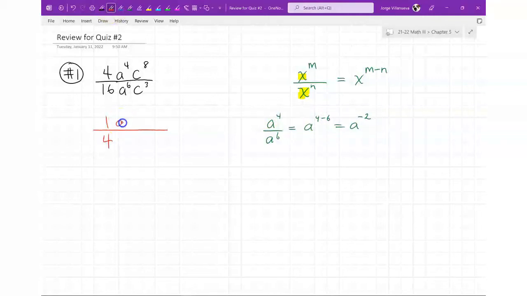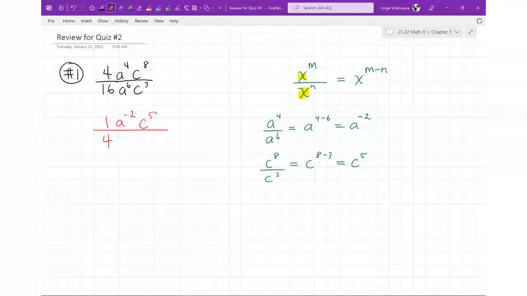And I know that you might be saying, well, wait a minute, negative powers, we can't leave it on top. I'm not, but for now, I'm just going to write it up on top. And then c to the eighth divided by c to the third. That's c to the 8 minus 3, which is c to the fifth, right? So that's c to the fifth.